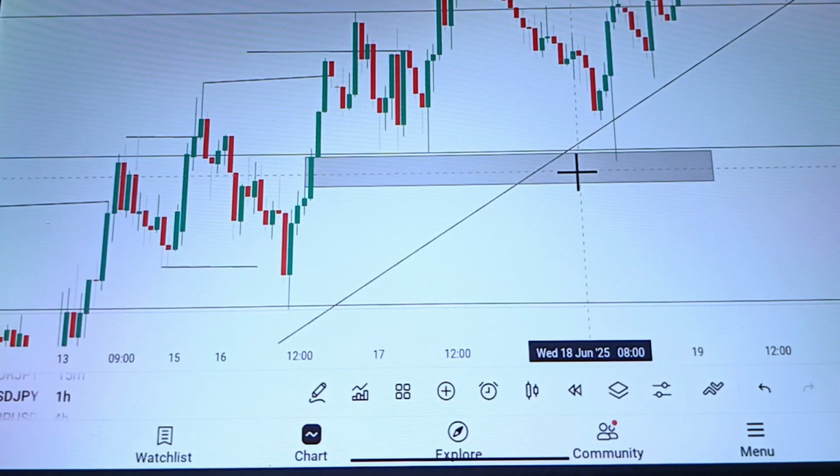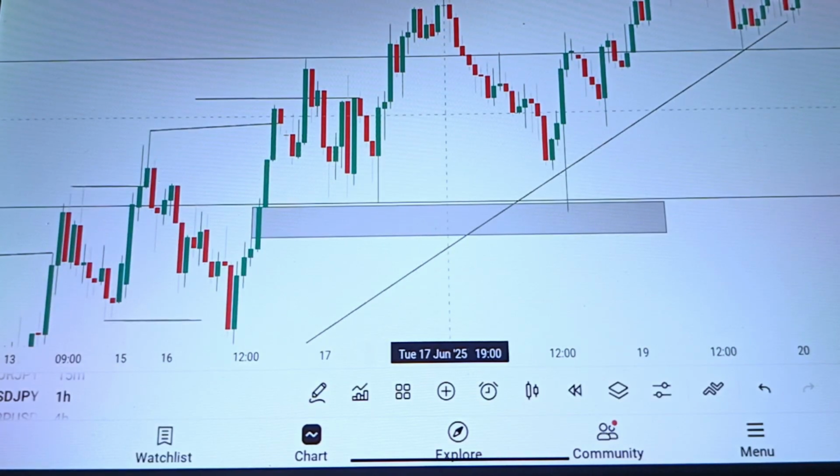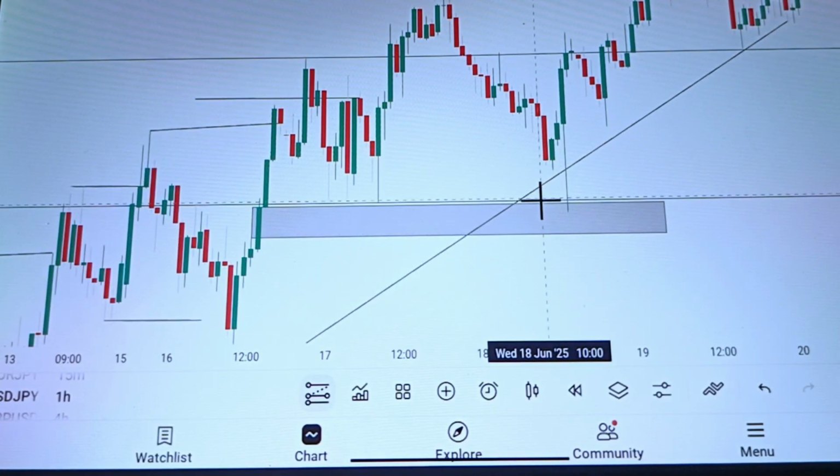And this fair value gap is also resting on the support level. So this can literally give you the sniper entry that you want. Now imagine you bought from here. That's a sniper entry.